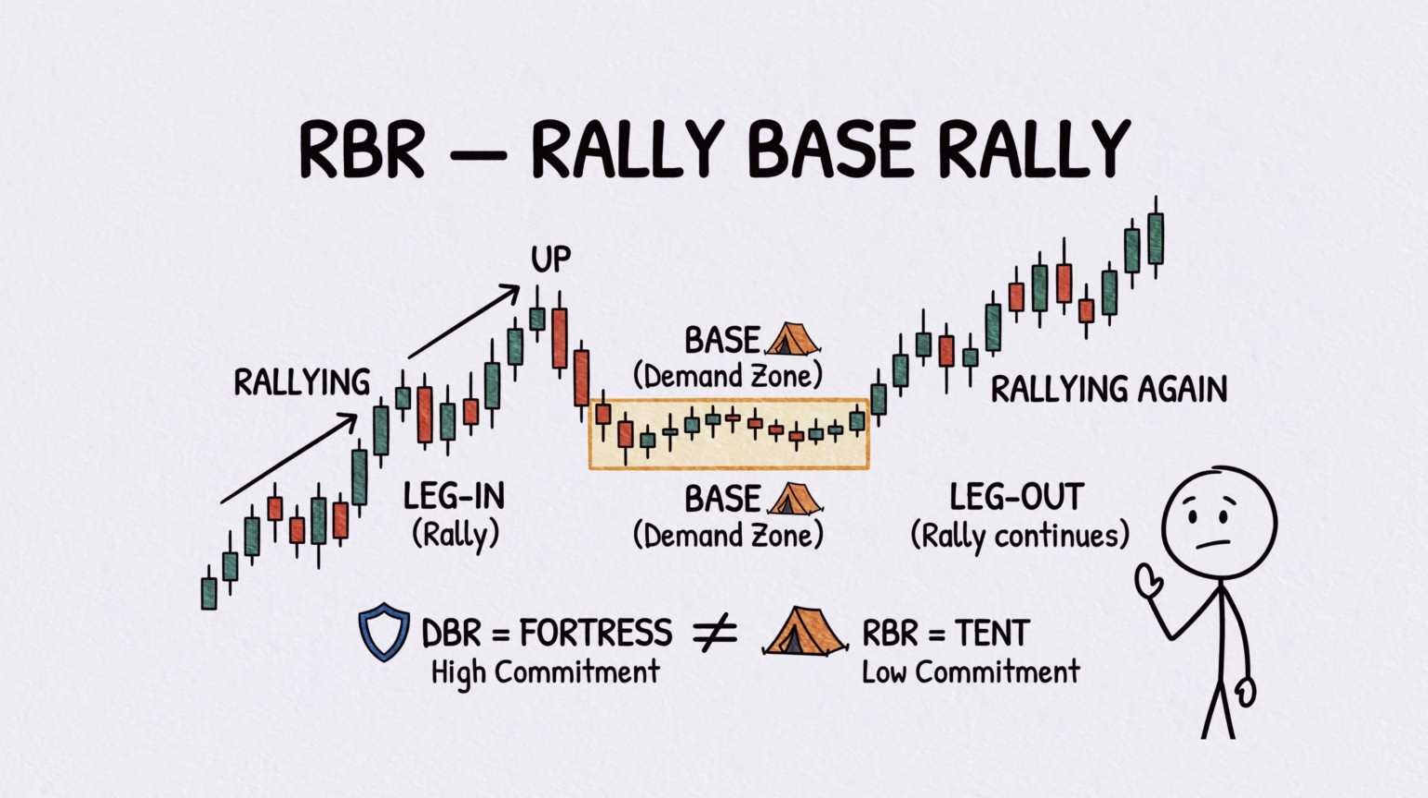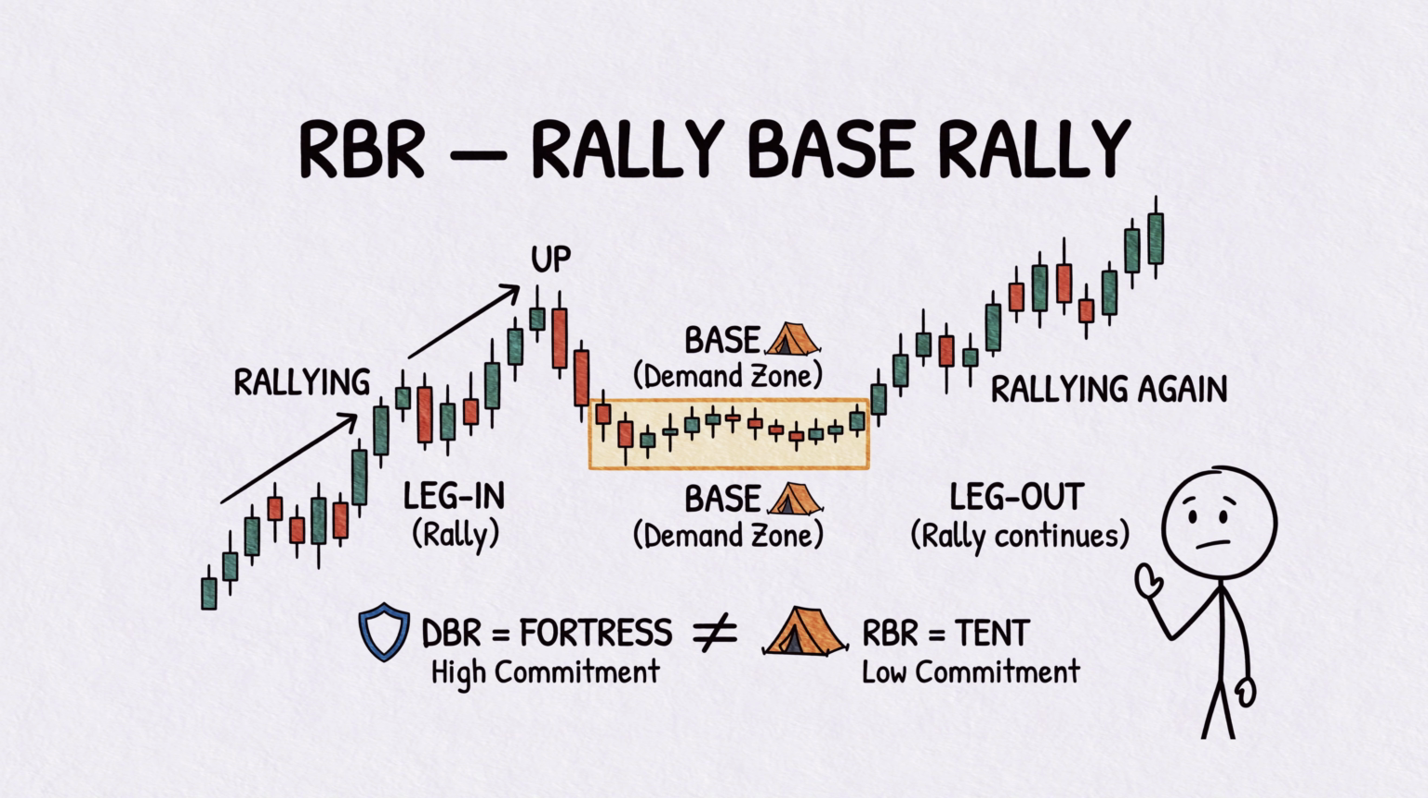RBR, rally, base, rally. A bullish continuation pattern also creates a demand zone, just like DBR. But the liquidity mechanics are completely different. Remember, DBR must fight against the entire downward momentum, break the full force of selling pressure, requiring massive capital. That's a change in intent. RBR does not. Price is already rising. Institutions are moving with the trend.